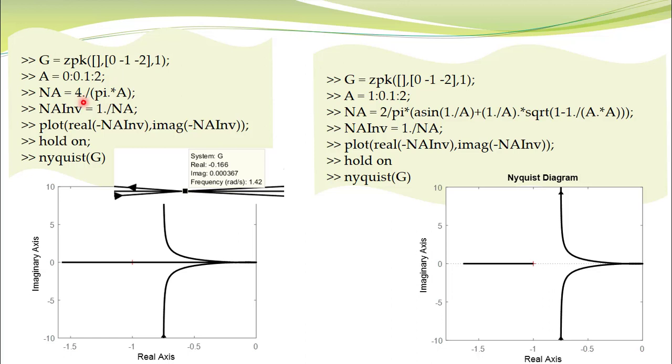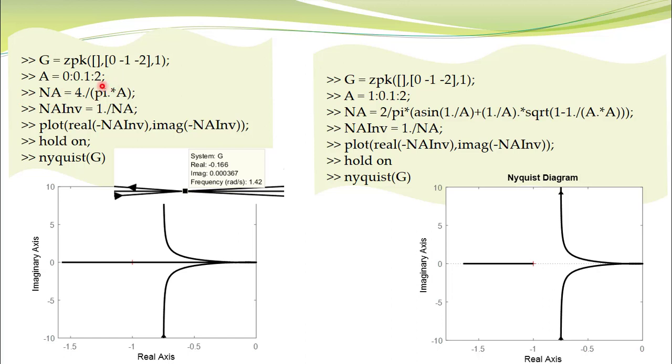Here you observe something different for this product operator. If it is visible, it is not only star, but this is also dot star. What is the meaning of this? So this a is not now a scalar, it is a vector. So pi dot multiplied by a means every element of this a is multiplied by pi, and then 4 dot divided by this thing, which means you get a vector. This na comes out to be a vector.